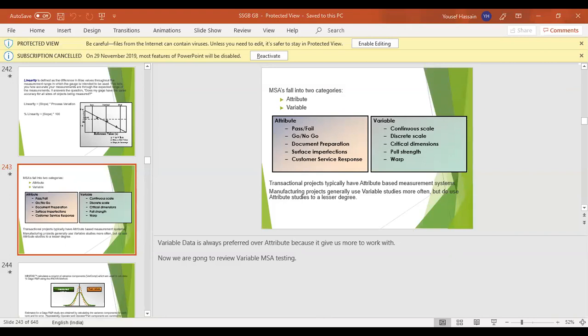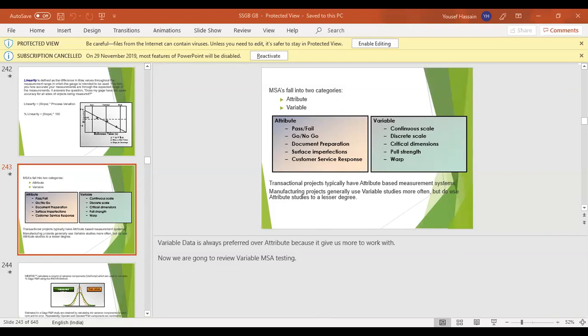Now, let's say this is the data that we have. So what we've done is we took a sample of data points to check if there is a measurement system variation available or not.